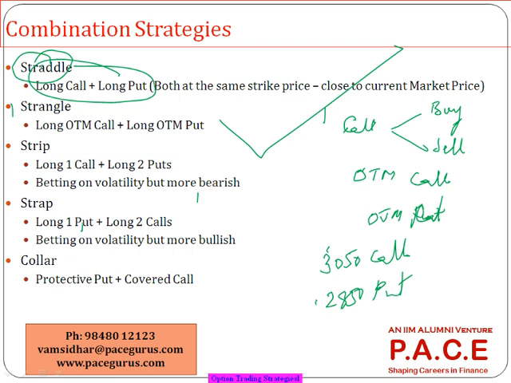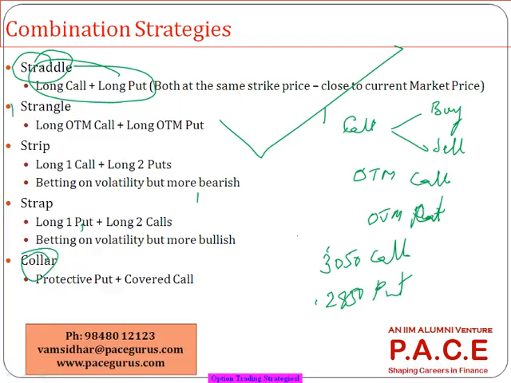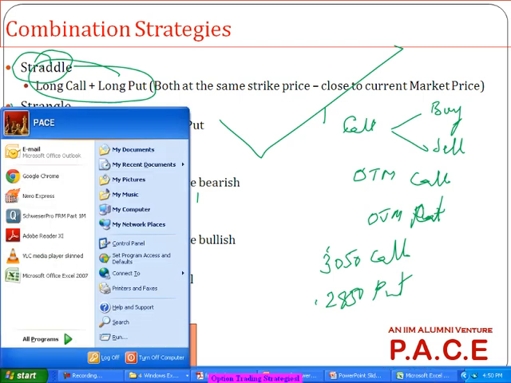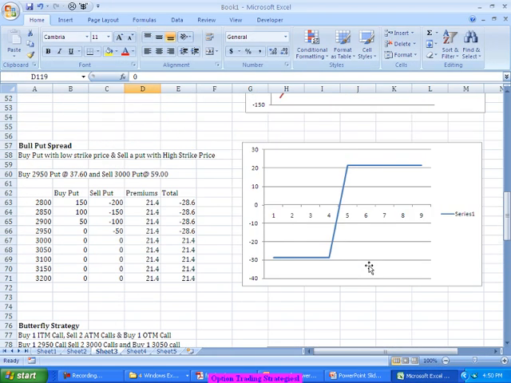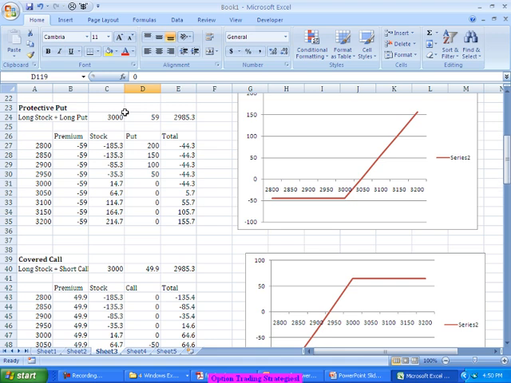And there is one called the collar strategy, which is nothing but a combination of protective put and covered call. See, if you look at the graph, the covered call strategy will make a loss when the price is going down. The profit is fixed when the market is going up. And this is the protective put. It will make a profit when the market is going up, whereas the loss is limited.